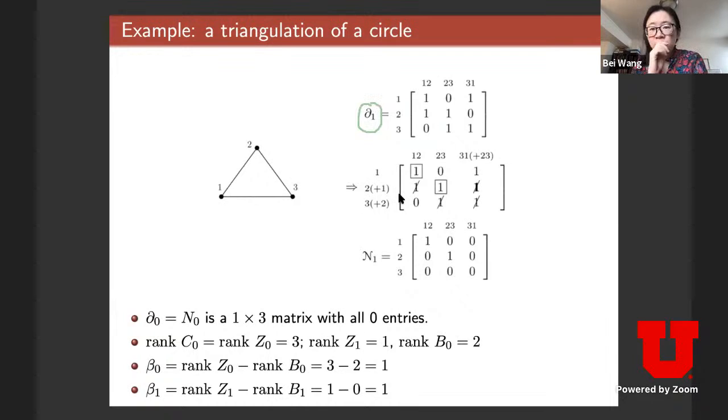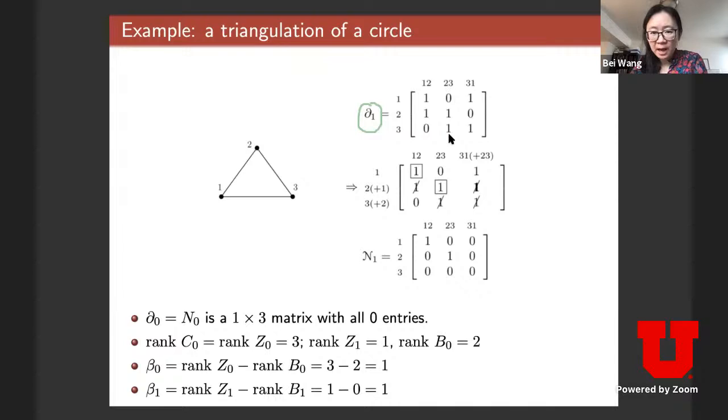In the one-dimensional boundary, my columns are my edges and my rows are my vertices, because the columns correspond to one-simplices. That's why this is called a one-dimensional boundary. So it's the same thing. I have three edges: 1 2, 2 3, 3 1. Vertices 1 and 2 are the boundary of edge 1 2, the boundary of edge 2 3 is vertices 2 and 3, and so on and so forth.